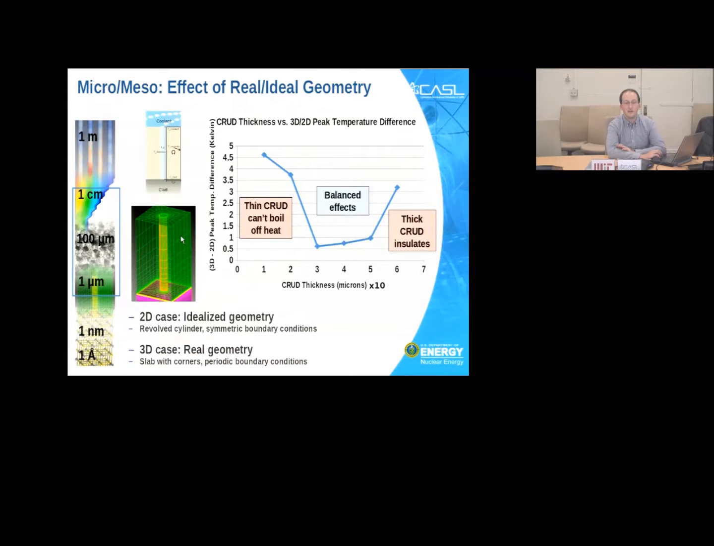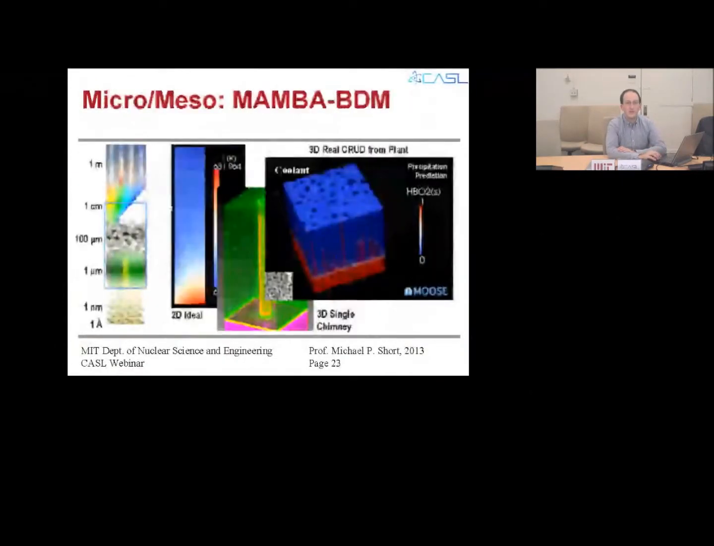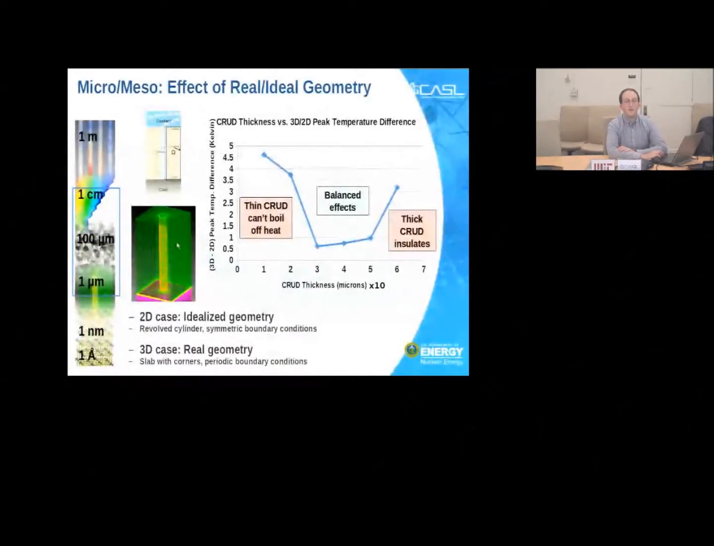And what I did is I ran a scripted set of about 80,000 simulations at different crud thicknesses and temperatures to see what's the difference between 2D and 3D. By the way, the 2D simulation ran in about 8 seconds, and the 3D simulation would usually run in about 30 to 120 seconds. What we found is that when the crud was rather thin or rather thick, there was quite a large difference, maybe 4 or 5 Kelvin, between the predicted 2D and 3D peak clad temperature. And when the crud is 30 to 50 microns, there's not much of a difference, less than a Kelvin.